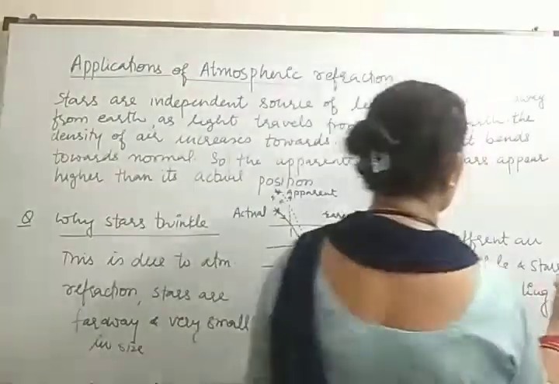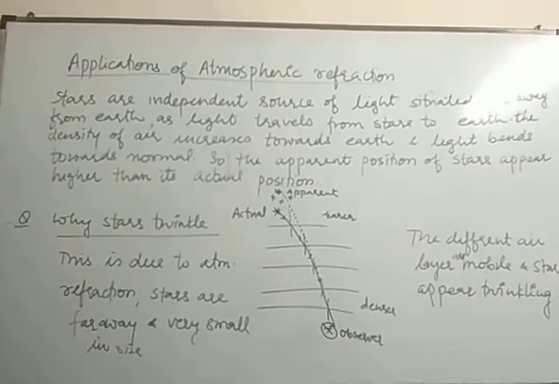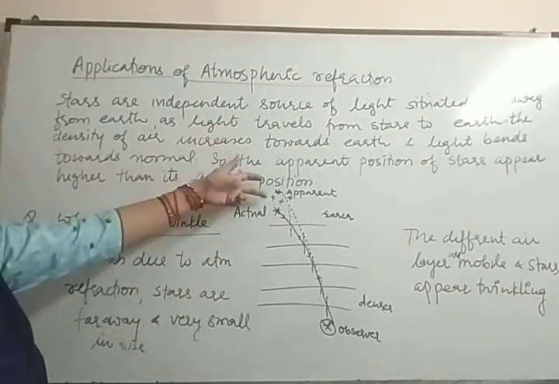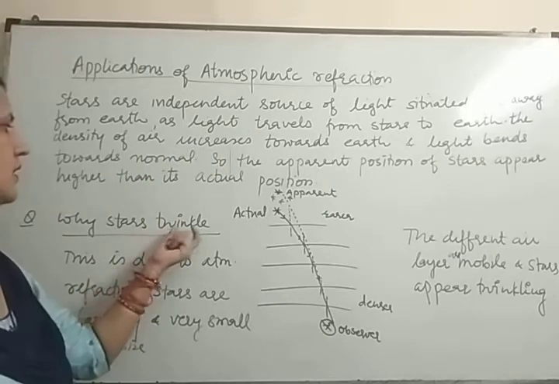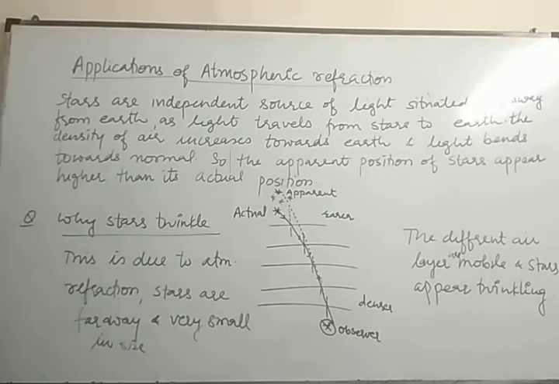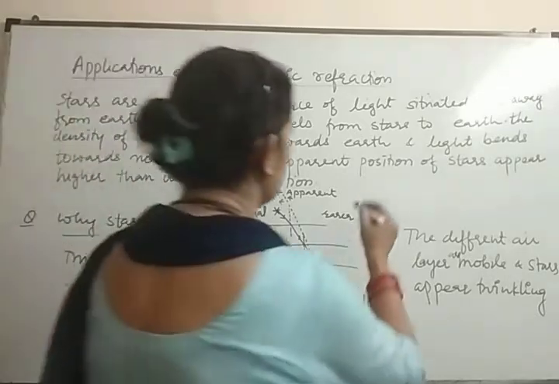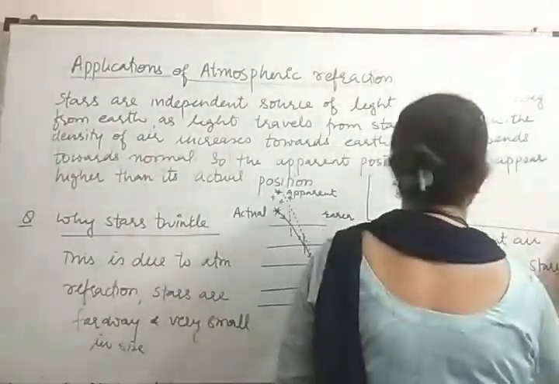So two answers are in the same application. One is why a star appears higher than its actual position, and second is why stars twinkle. One more question should be there. This is why the planets do not twinkle.